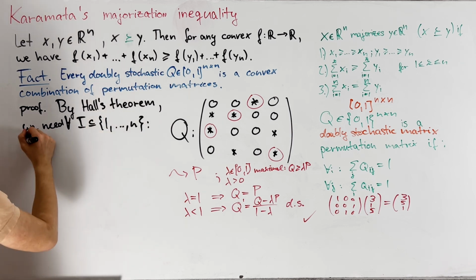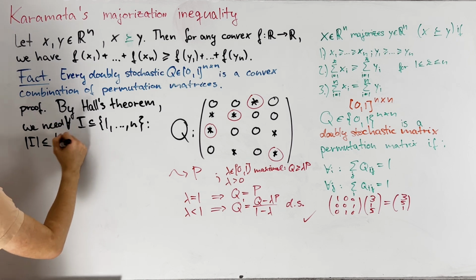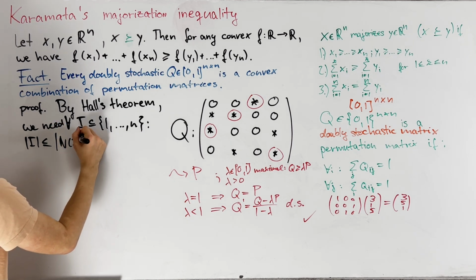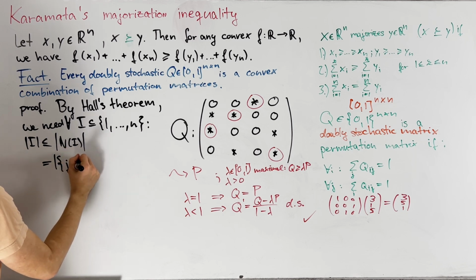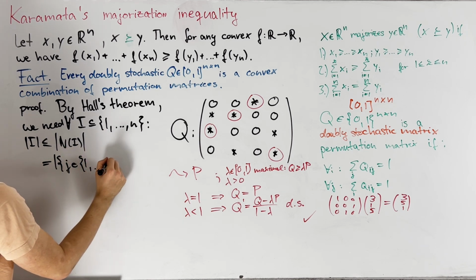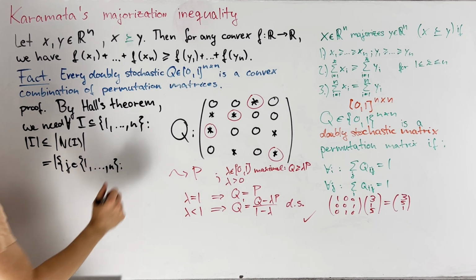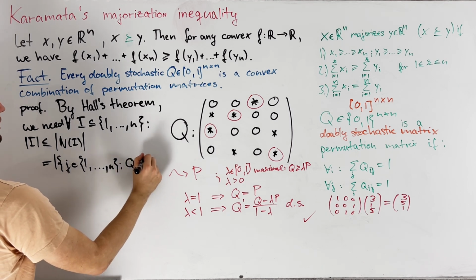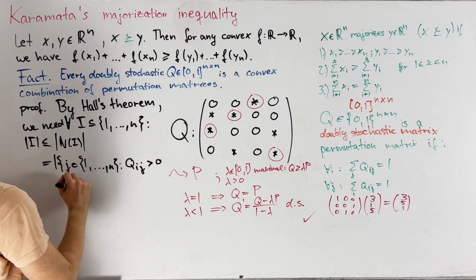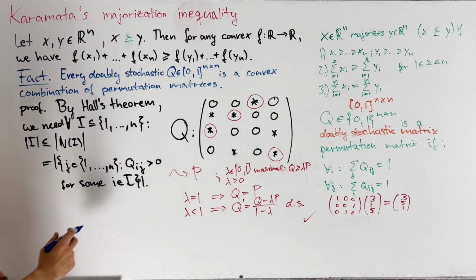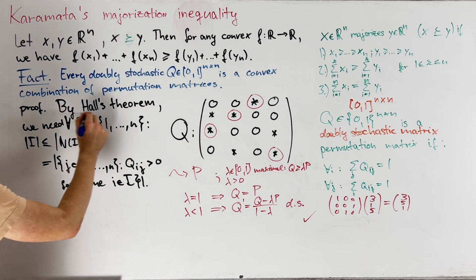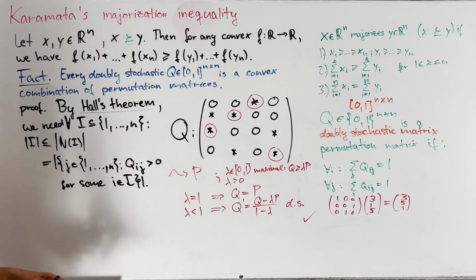So let me write down that we need that the size of I is less than or equal to the size of N(I), which is just my notation for the set of all j in {1, ..., n} such that Q_ij is positive for some i in I. Although I'm going fairly quickly here, I want to mention that you can read up on Hall's theorem in our wiki, where you can also find all other proofs in this video.